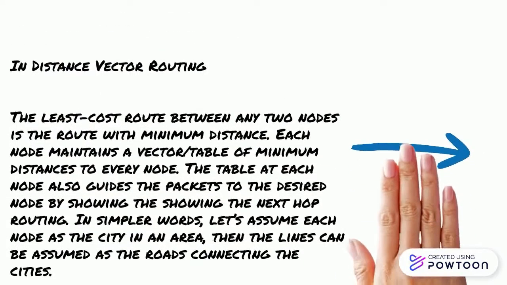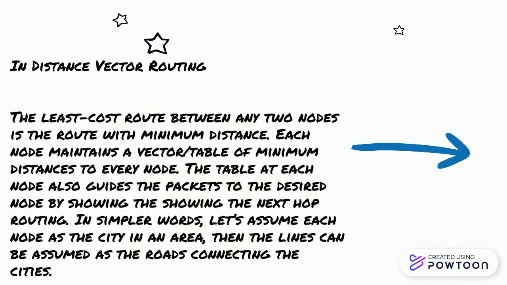In distance vector routing, the least cost route between any two nodes is the route with minimum distance. Each node maintains a vector or table of minimum distances to every node. The table at each node also guides the packet to the desired node by showing the next hop routing. In simpler words, let's assume each node as a city in an area, then the lines can be assumed as the roads connecting the cities.